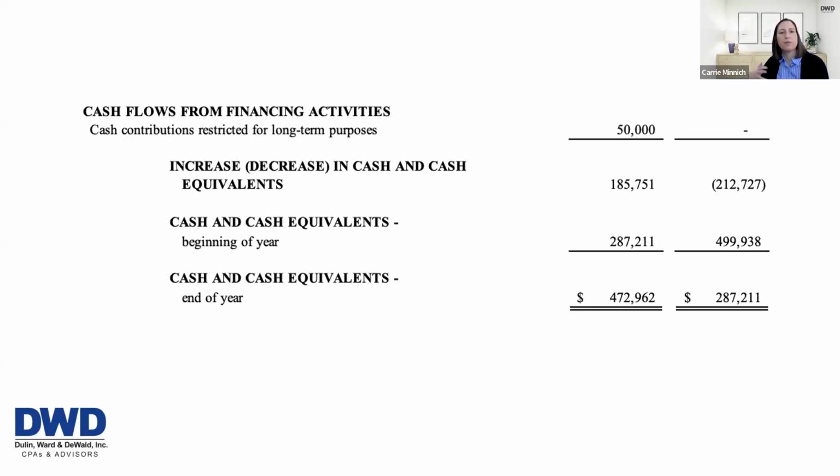And then our cash flows from financing. This specific one just has the cash contributions restricted for long-term purposes, money coming in that is set aside for a long-term purpose. So that is going to pay for those fixed assets in the future. But sometimes, if we have a loan, the loan proceeds are going to be here in financing activities as well. What we want to look at on this statement, again, is where our money is coming from, where it's going, and we want to make sure that our cash at the end of the year is positive.